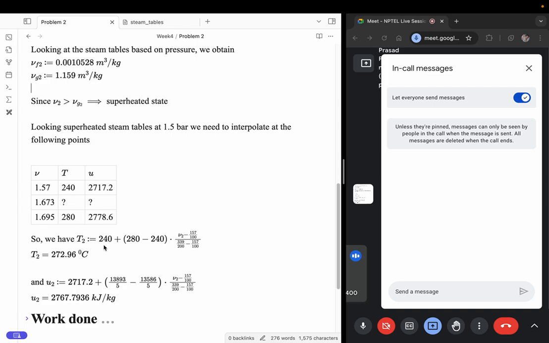So how do I find this? Again, we do a linear interpolation between these 2 points using these two specific volumes. If I do this, I get a value of around 272.96. I also find the internal energy, which we will be using later for the work done part.